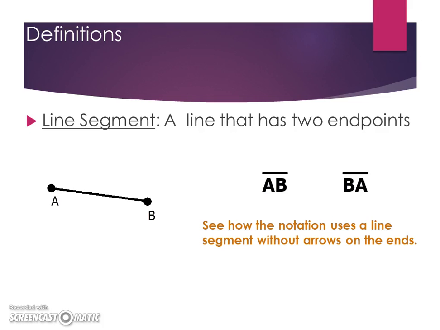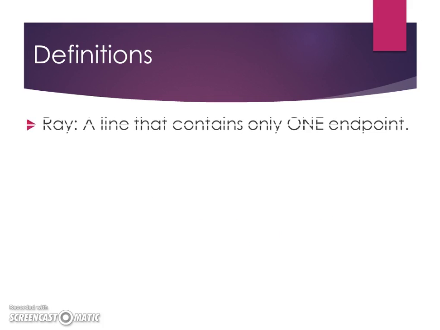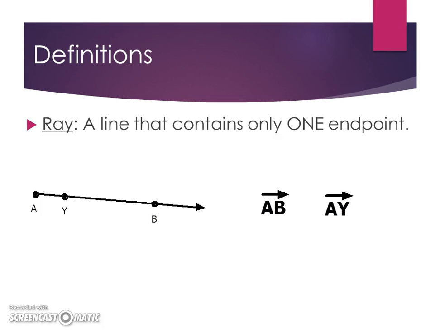There's no arrows. Okay. Our next type of line is a ray. This is a line that contains only 1 endpoint, meaning it goes on forever in one direction. Okay, so here is our ray. Our endpoint is A, which is our starting point, and it goes on forever towards B. And that's actually how we name a ray, is that we always start with the starting point, or the endpoint, which is A, and then we put another point that is the direction in which it's going. So this is ray AB, or ray AY, because it starts at A and goes in the direction of B or Y. It does not matter which. Notice the notation has an arrowhead going to the right.